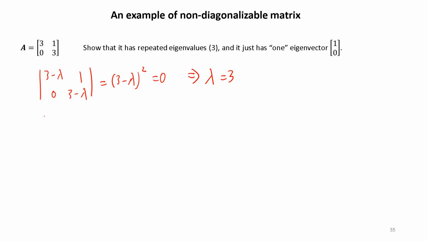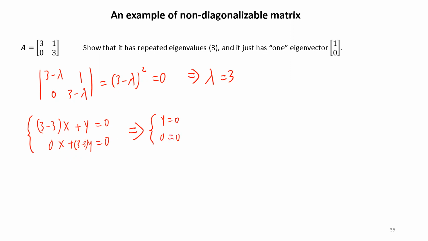And that would mean (3 minus 3)x plus y equals 0, and then 0x plus (3 minus 3)y equals 0, right? So these two equations tell us that y equals 0, and then the next one just tells me 0 equals 0.